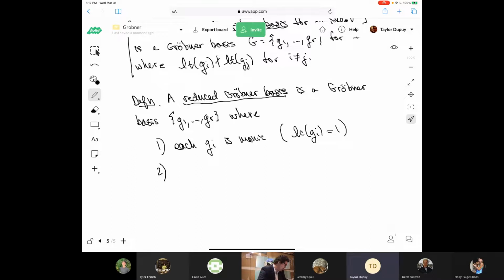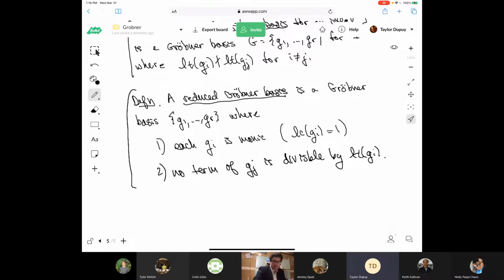And 2, no term of GJ is divisible by a leading term of GI. Okay, and the terms are just, every polynomial can be written as a sum of monomials, and then those monomials are the terms, right? Well, without the constants. Okay.